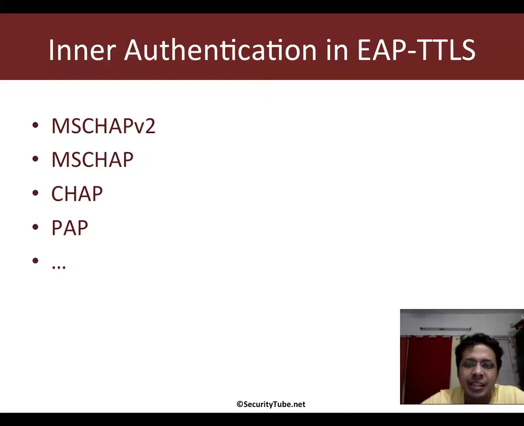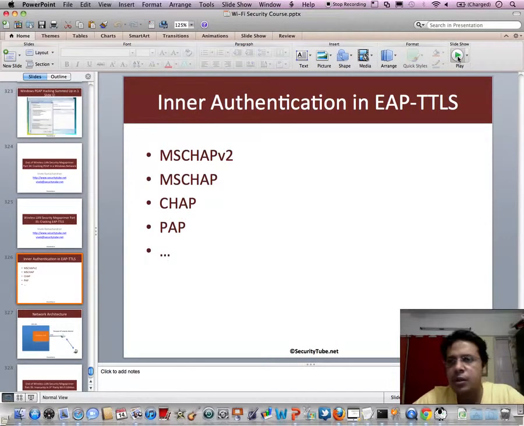Typically in the case of PEAP with Microsoft, you had seen that the inner authentication protocol was MSCHAP v2. In the case of EAP TTLS, we have multiple choices available, which include MSCHAP v2, the original MSCHAP, CHAP, and even PAP for that matter. So now we'll quickly demonstrate that EAP TTLS is also susceptible to the same dictionary attacks which PEAP was susceptible to, right?